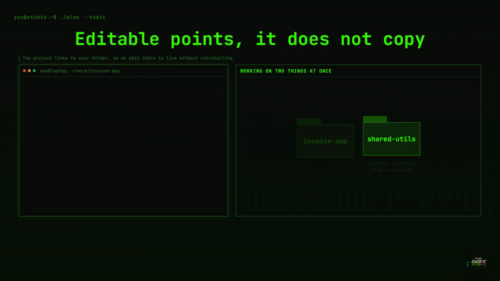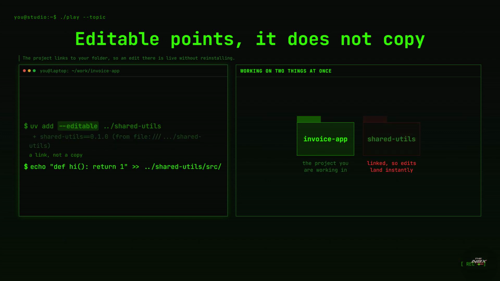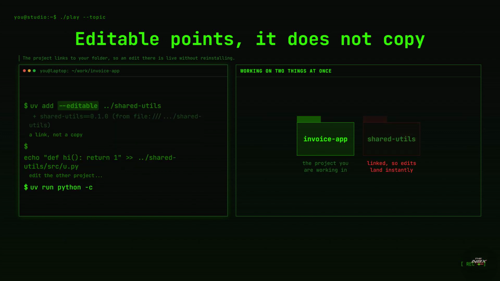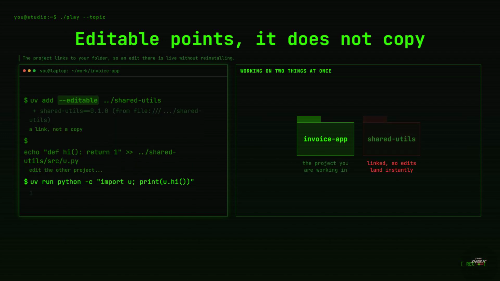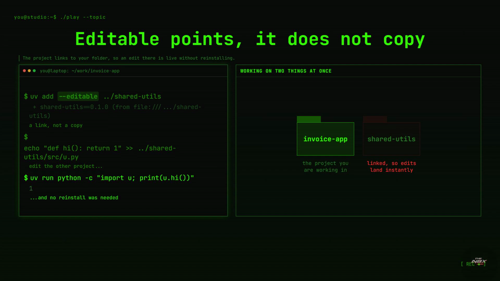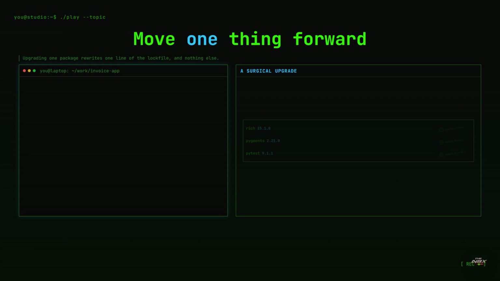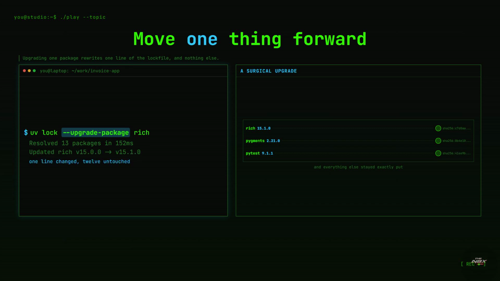One flag deserves a mention on its own, because it's about how you work rather than what you install. Editable means uv points at a folder instead of copying it, so a change you make in that folder is live immediately, with nothing to reinstall. And when you want a newer version of something, uv's upgrade-package flag moves exactly 1 thing forward and leaves the rest of the lock file untouched. Which matters, because upgrading everything at once is how a working project becomes a debugging session.